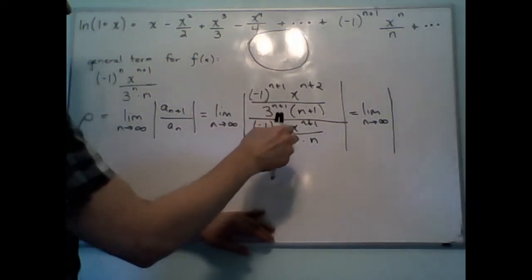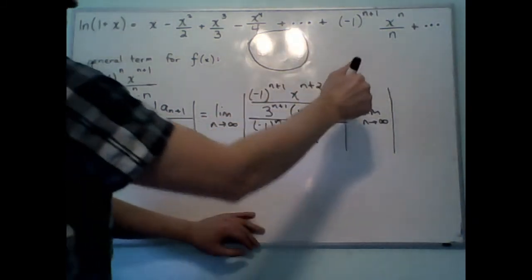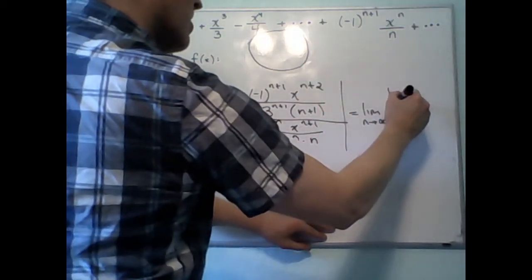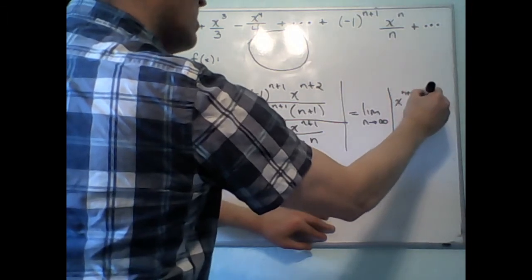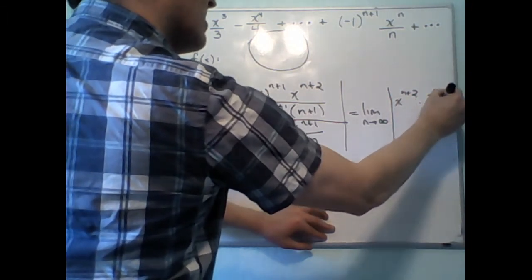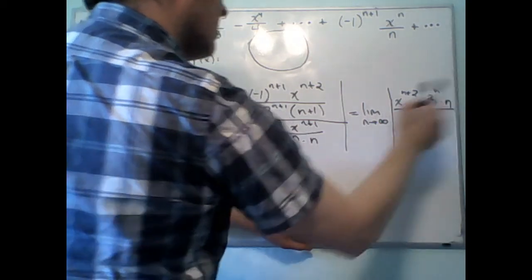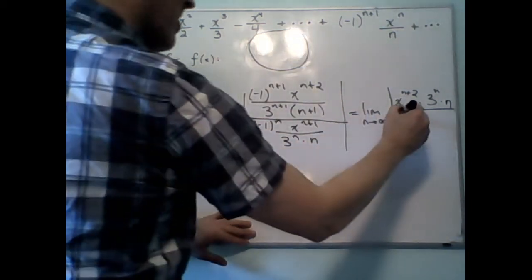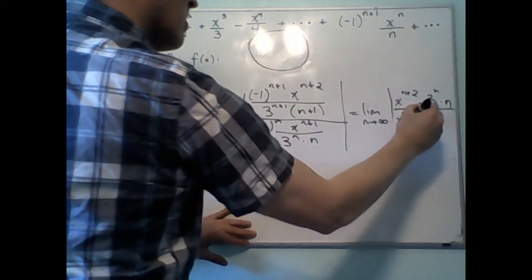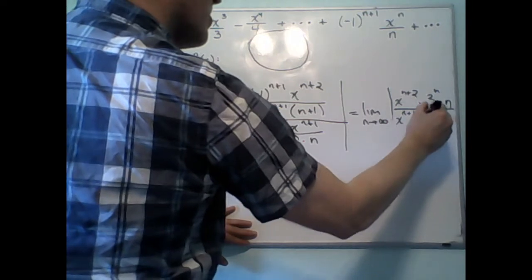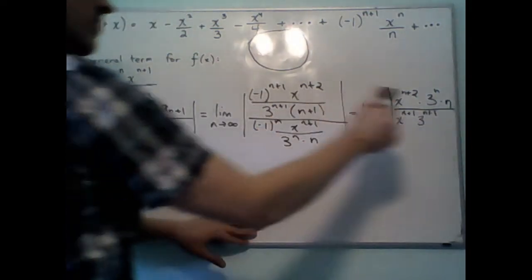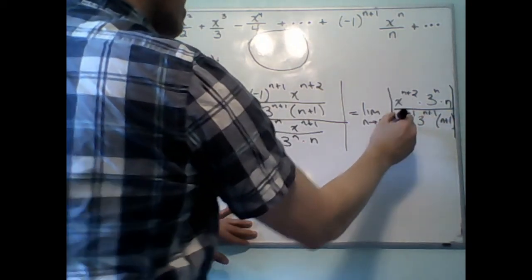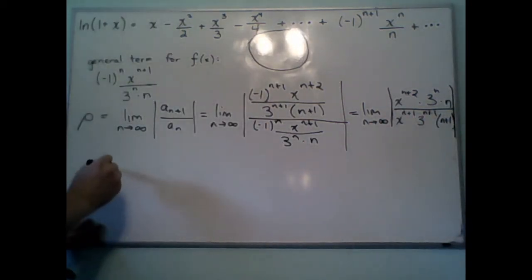So it's just going to be what? Well, on the top there's going to be an x to the n plus 2, and then a 3 to the n and an n when I flip this denominator. So x to the n plus 2 times 3 to the n times n. And in the bottom here, I'm going to have my x to the n plus 1 from that denominator. I'm going to have a 3 to the n plus 1. I'm going to have an n plus 1 from right there. Oh, just had room for it. Great. And so, all right, that's going to be equal to the limit as n goes to infinity.